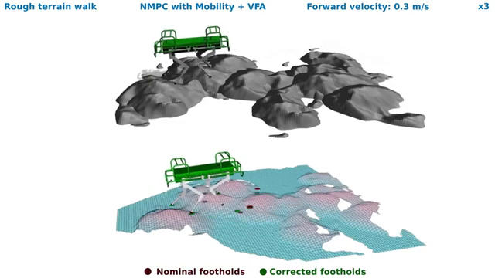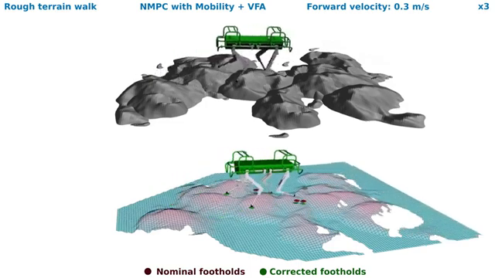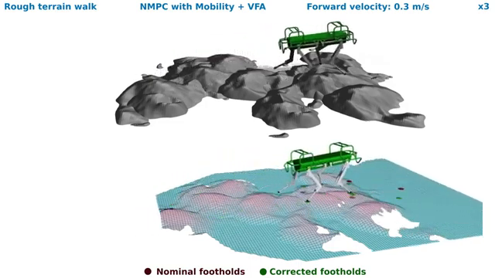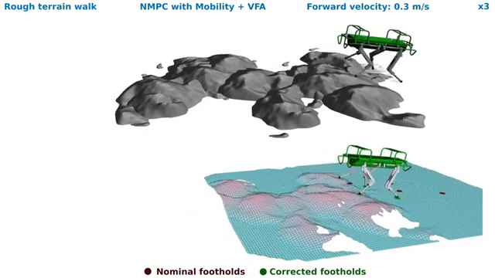In this simulation, we show the efficacy of the terrain-aware NMPC, where the robot traverses over rough terrain with a forward speed of 0.3 meters per second.